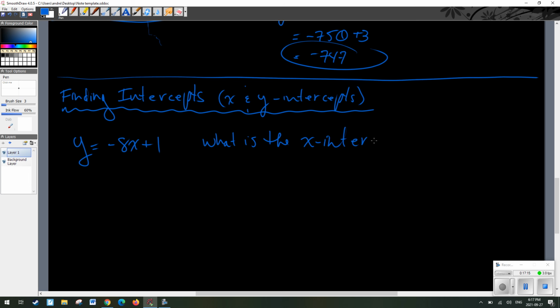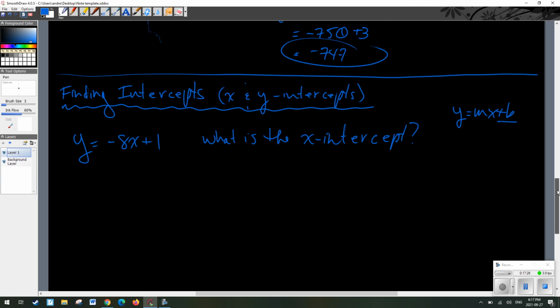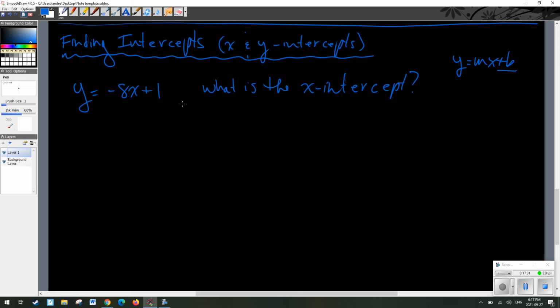Okay, so what is the x-intercept? Well, we know simply because of y equals mx plus b that the y-intercept in this case is 1. But I want to explore why, because it's important to know that the b value is the y-intercept. I want to explore why it makes sense that the y-intercept is this number hanging off the back here from a graphical and a table of values perspective.